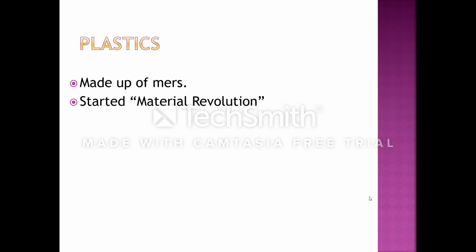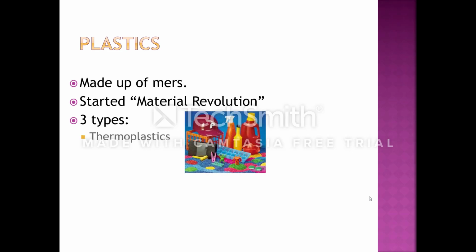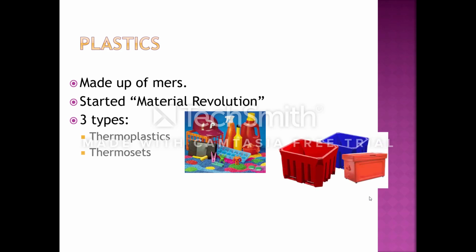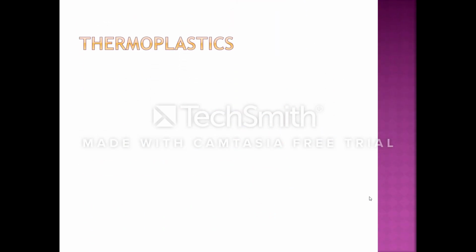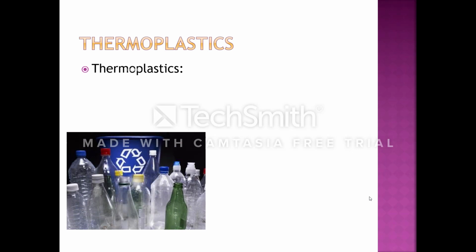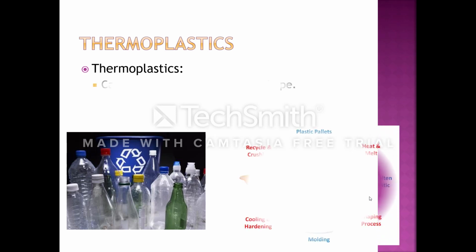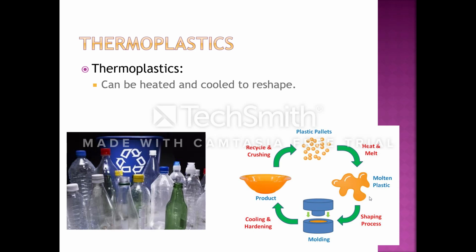Okay, plastics. They're made of mers. They started the material revolution. And there are three types, which we talked about, the synthetic polymers. There are thermoplastics, thermosets, and elastomers. Okay, thermoplastics. Thermoplastics are ones that are more recyclable than the others. They can be heated and cooled to reshape.